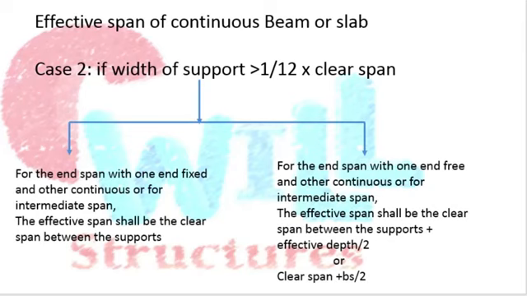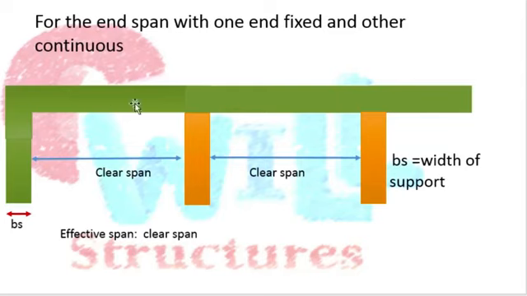and the other will be the continuous one. Then you can see in this diagram I have one slab or beam having a fixed end and the other end continuous. Okay, this is the clear span, and BS will be the width of the support. Then the effective span will be the clear span.